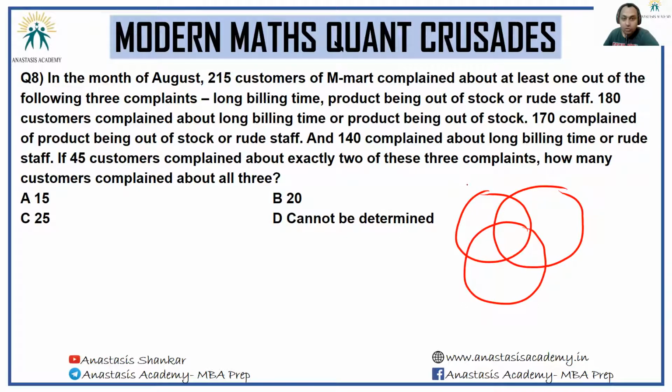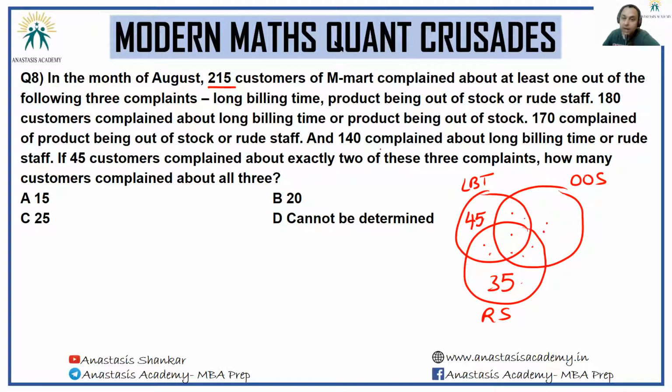Can you see out of 215 customers, what is exactly told to us? What were the 3 complaints? Long billing time, out of stock, and rude staff. If 180 customers complained about a long billing time or product being out of stock, essentially these regions add up to 180 because there were a total of 215. So this exactly here is 35. Next is 170 complained about out of stock and rude staff. So if these regions add up to 170, this here is 45.